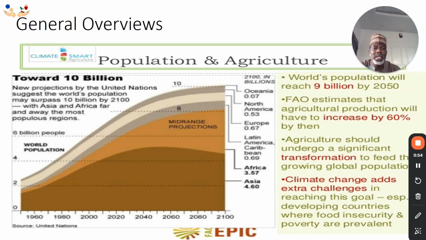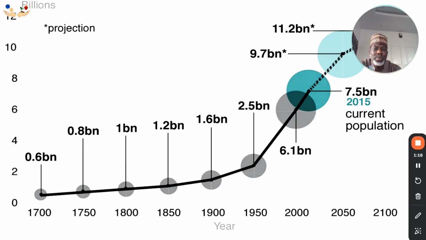It has been stipulated that the world population is going to increase drastically to 9 billion. Experts have also stipulated that agricultural production has to increase by 60% by then. Then agriculture should undergo a significant transformation that will help to meet the needs of the ever-increasing population.